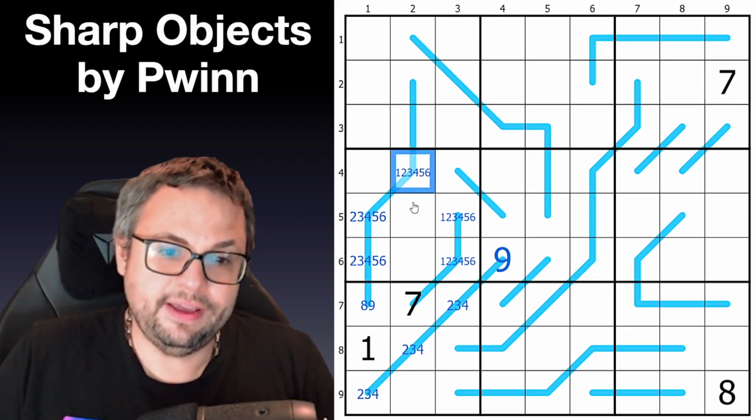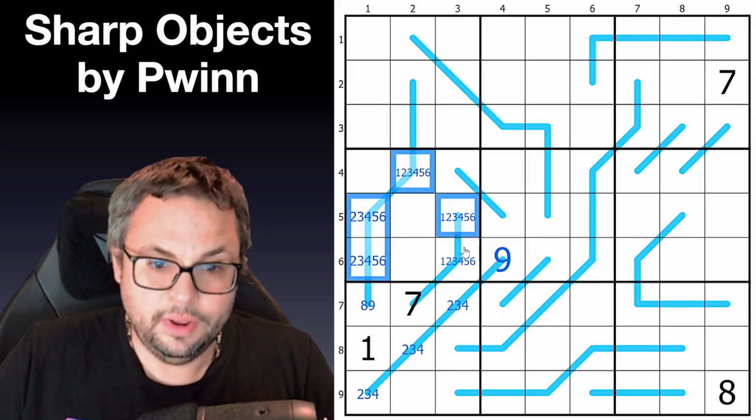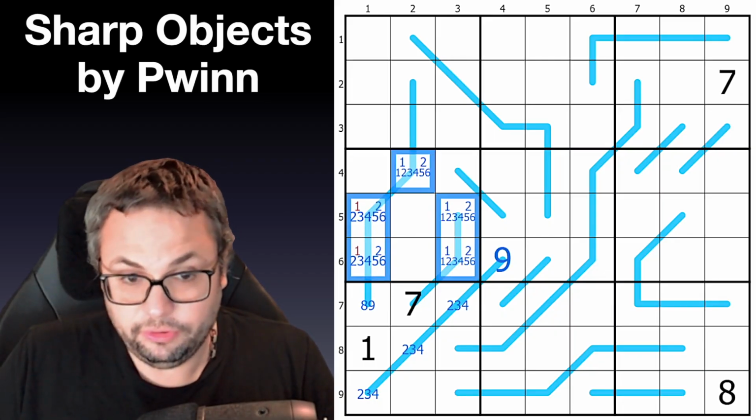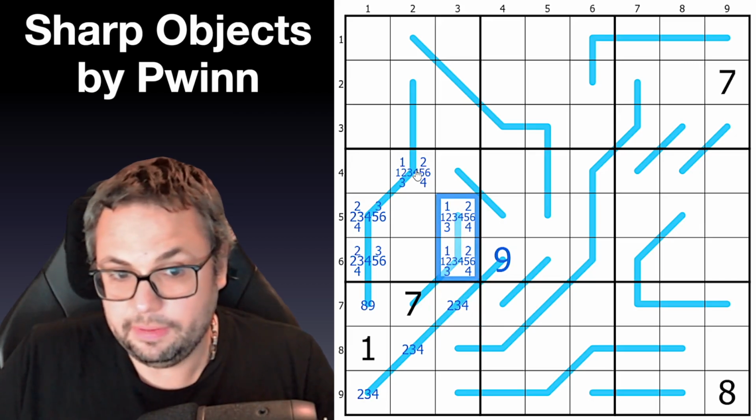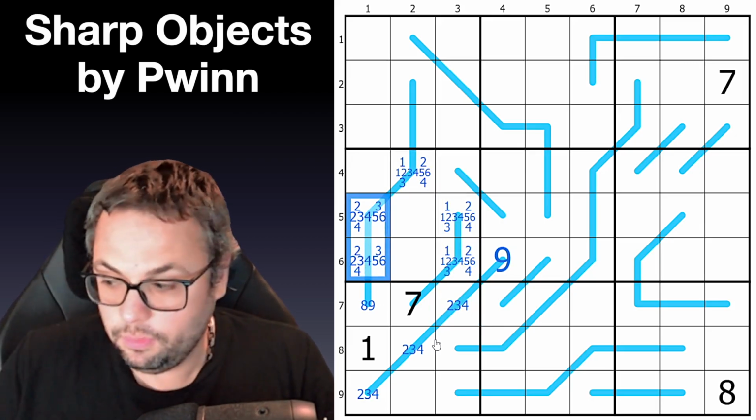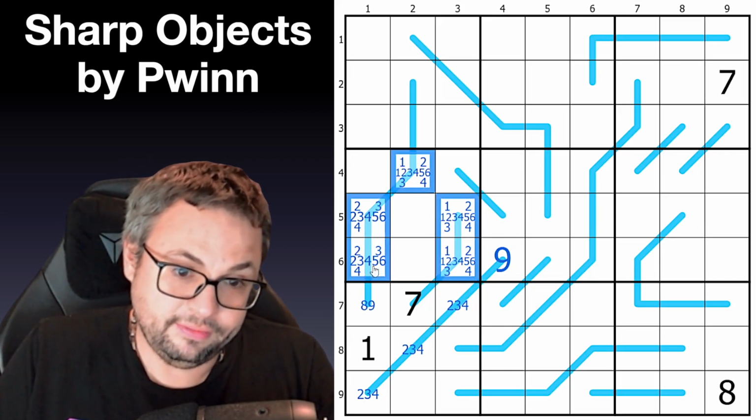And in fact, we know that we have to have a 1, a 2, a 3, and a 4 in these cells in order to possibly make that work, because if we didn't include any of 1, 2, 3, or 4, these 5 cells would sum too much.